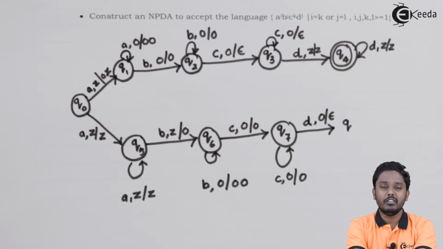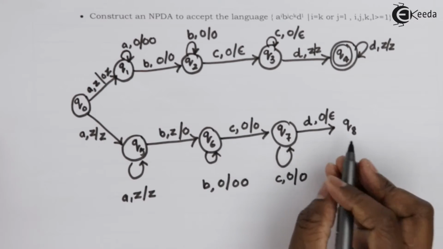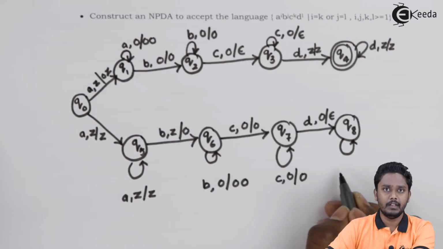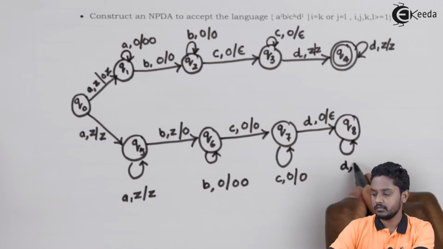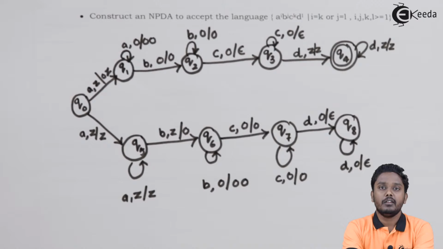For all remaining D's, we need to put a loop. So we'll use one more new state. With every D, 0 as the top of the stack. Now, if the number of B's and D's are equal, then we need to move to the final state. So let us construct one final state.